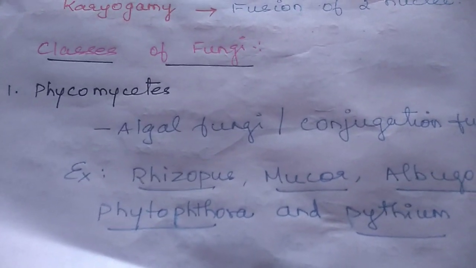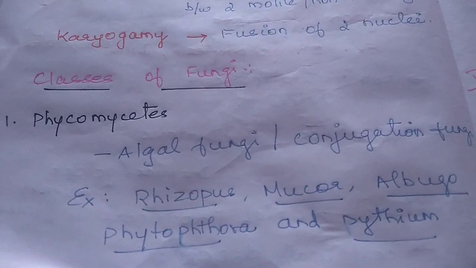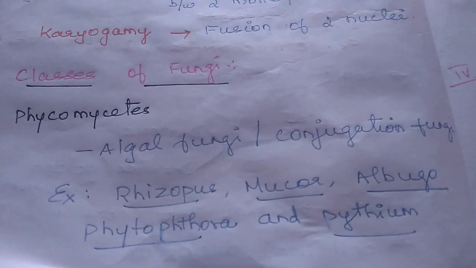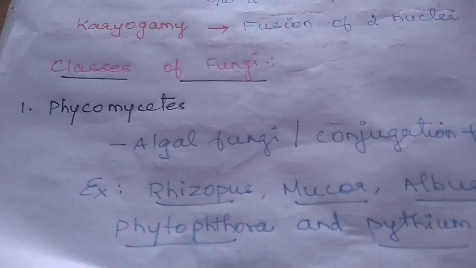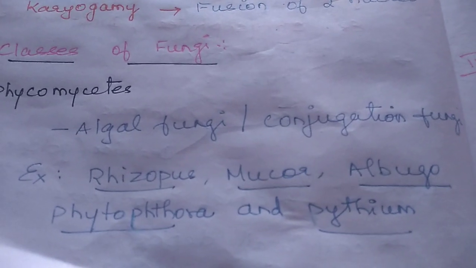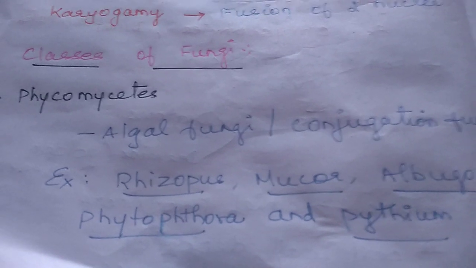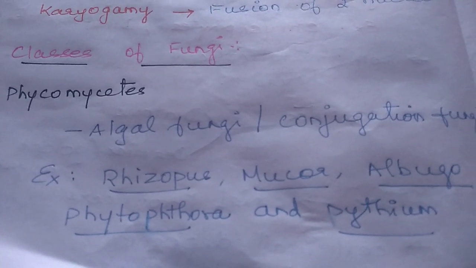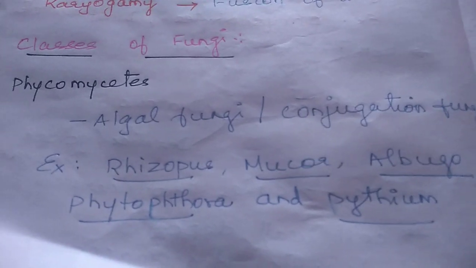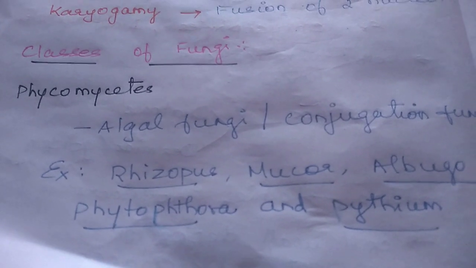So the fungi are classified into four classes based on the morphology and reproductive structures. The first one is Phycomycetes. Phycomycetes are otherwise called algal fungi or conjugation fungi, and they are mainly saprophytic. That means they feed on dead and decayed organisms. They grow on dead and decayed organisms, and they are otherwise called obligate parasites. And fragmentation is the common reproductive method.